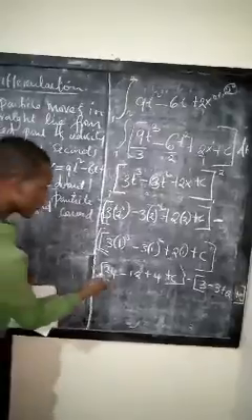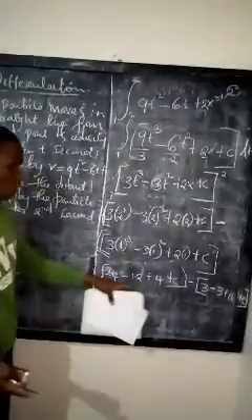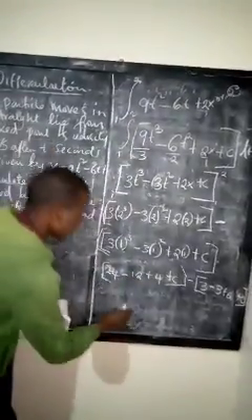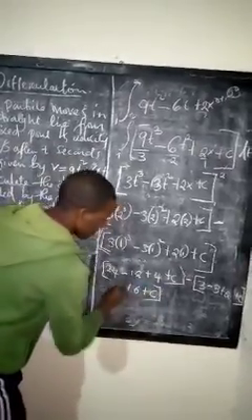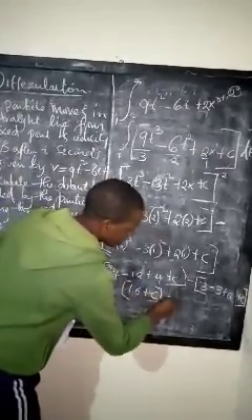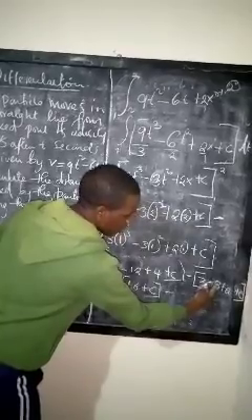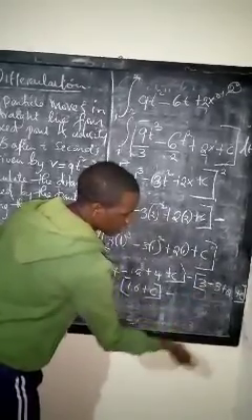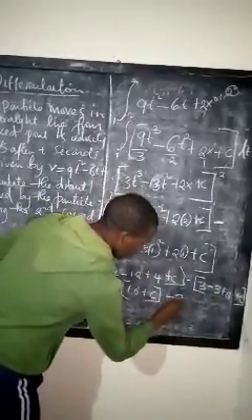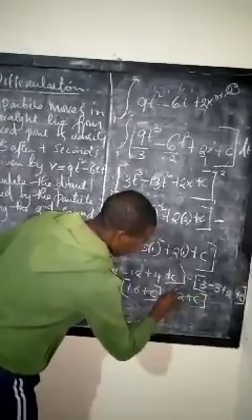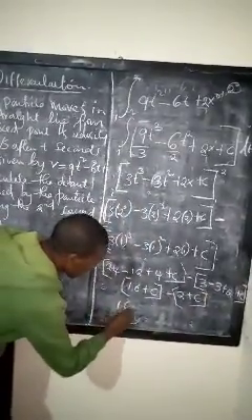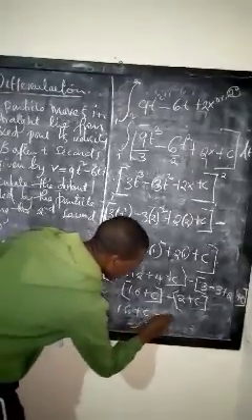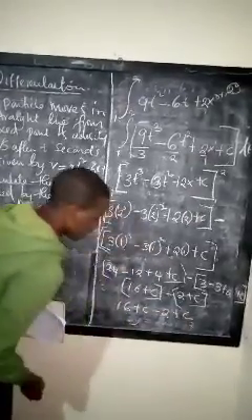Then from here, what is 24 minus 12? This is equal to 12, plus 4. That is 16 plus c, minus 3 minus 3, we get 0, plus 2, we get 2 plus c. So our final equation will be 16 plus c minus 2 plus c.